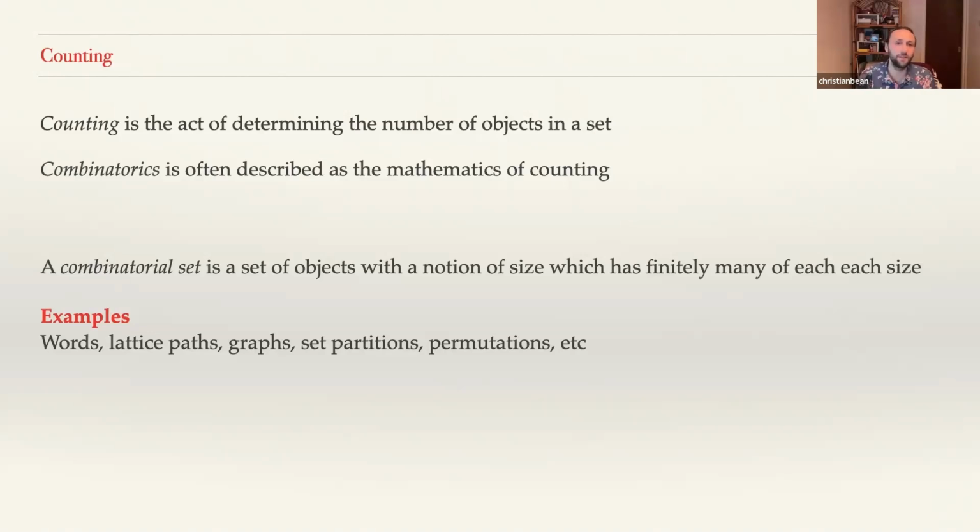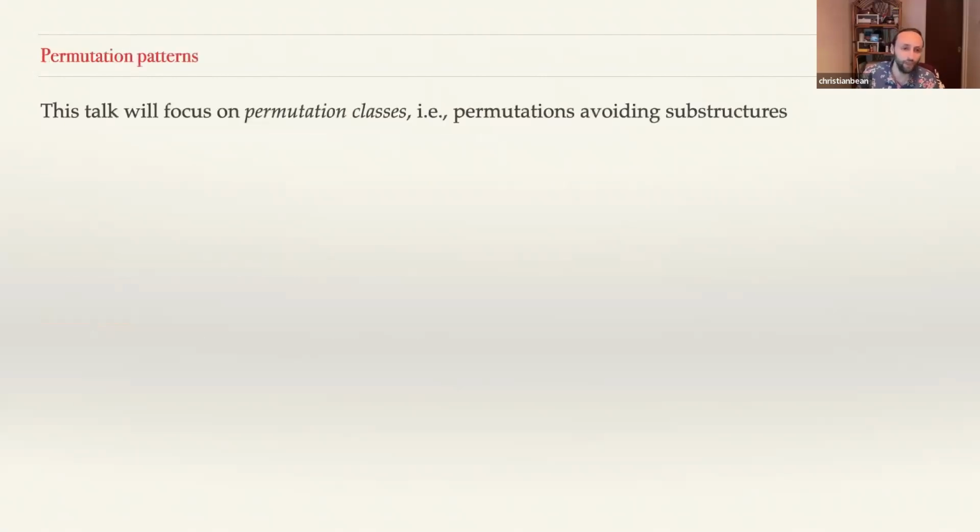So some examples that we're probably all familiar with. We have things like words, where the size is simply the number of letters in the word. That is paths. Graphs, it could be the number of vertices, and then partitions. And then the one that we'll spend most of our time on today is permutations. And so a permutation simply is a bijection from a set to itself, although I tend to just think of them as an ordering of the integers 1 up to n, where n is the size of the permutation.